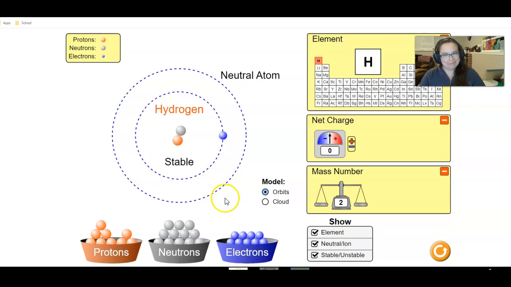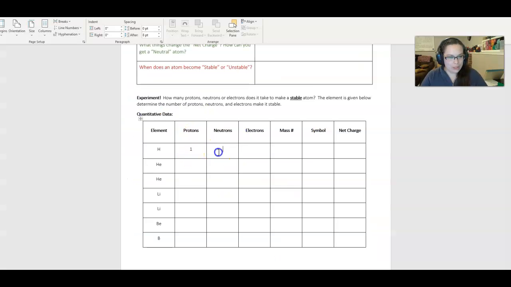And we're trying to figure out how many neutrons when it's stable. So with 1 neutron, hydrogen is stable. Let's see what happens when we add a second. Nope, so 2 neutrons make hydrogen unstable. So in our chart, protons is 1, neutrons is 1, electrons is 1, mass is 2, symbol is H, and net charge is 0. You're going to continue to do the same until you've filled in the chart.